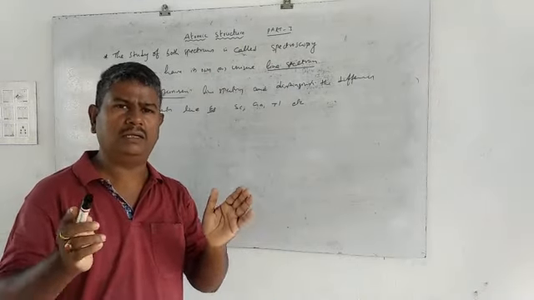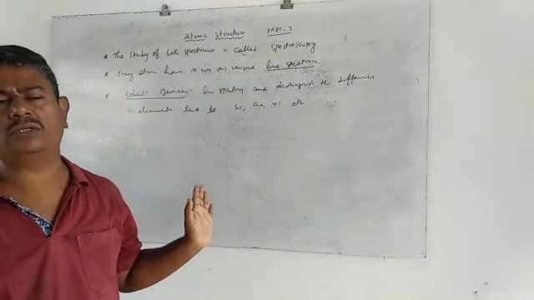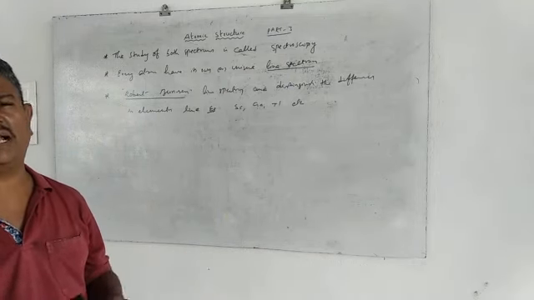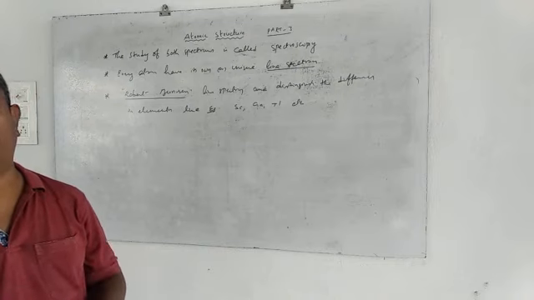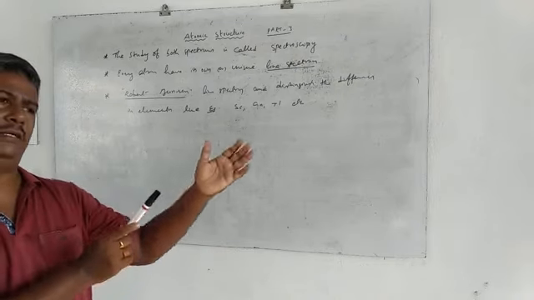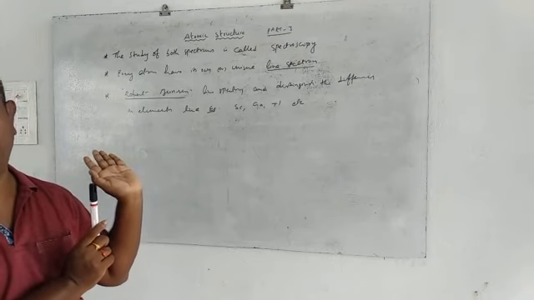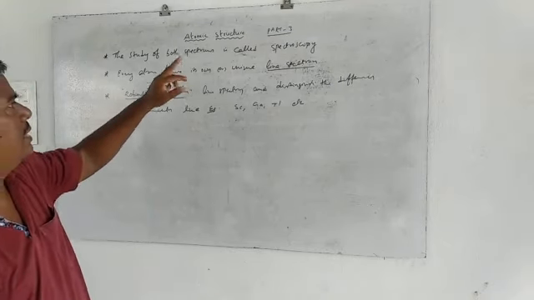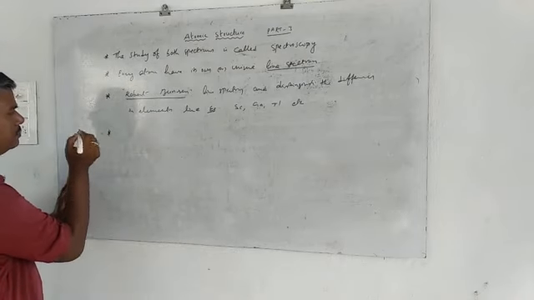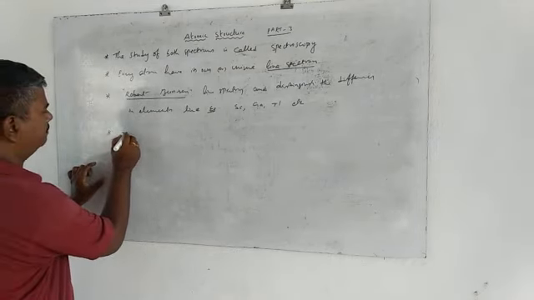Observe, every atom has its own unique line spectrum. That means every individual atom has its own spectrum. From that spectrum only we can easily identify which spectrum belongs to which element, or from the element we recognize that particular spectrum. Clear? So that's about the atomic spectrum, as well as the visible spectrum.